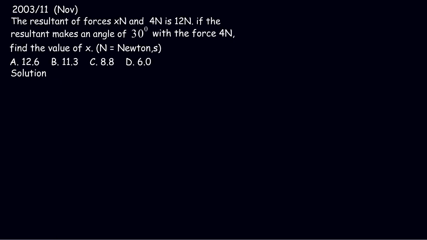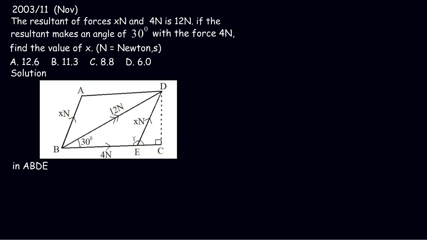Our final question is from November 2003, and it states that the resultant of forces S Newton and 4 Newton is 12 Newton. If the resultant makes an angle of 30 degrees with the force 4 Newton, find the value of S. S is equal to what Newton. Now in our solution, we first sketch our diagram, and when we do that, we get the sketch as shown on the screen.